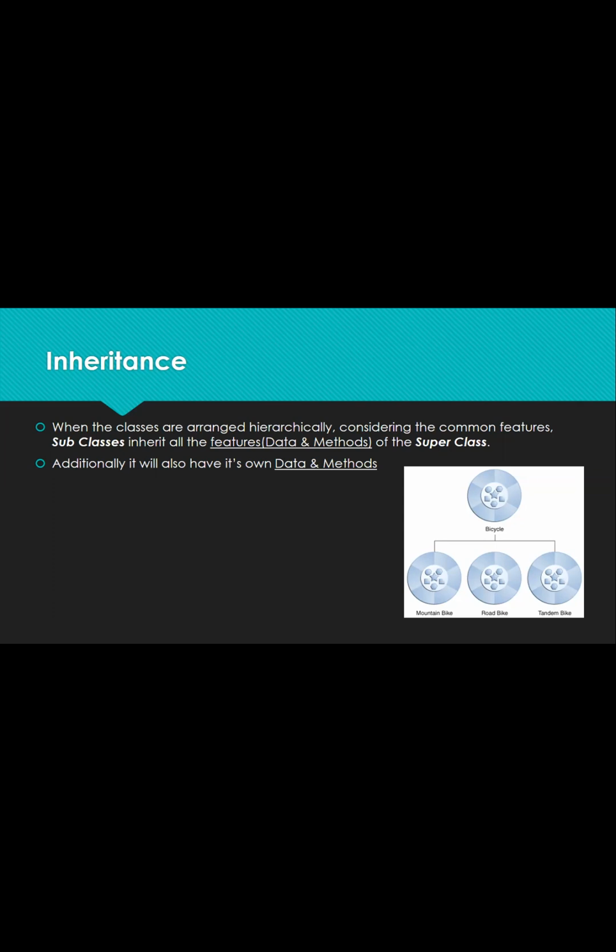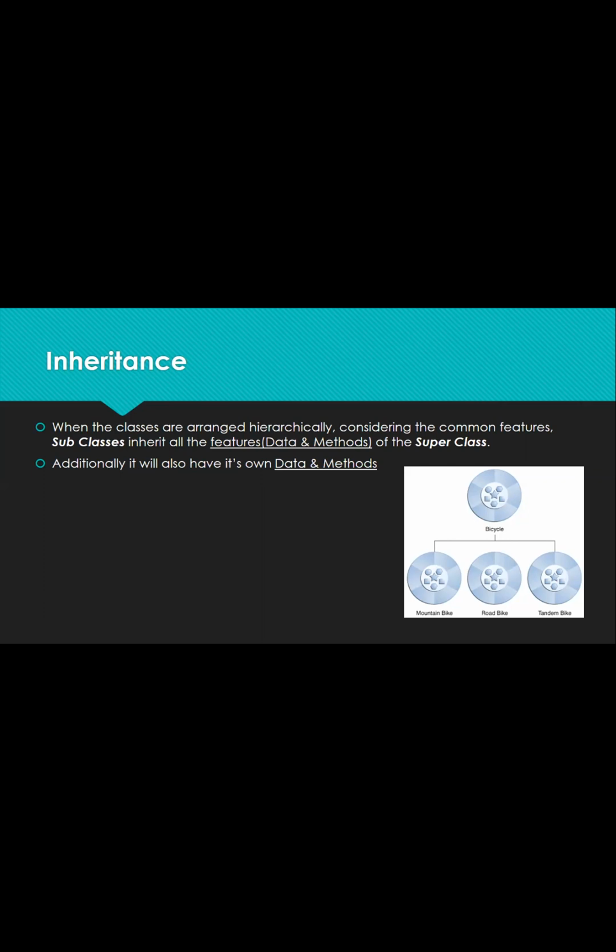The subclass can also have the same features as the superclass. Suppose the bicycle superclass has features like color and brand. Then the mountain bike will also have the same features, and the road bike also. But additionally you can have methods and state in these subclasses. For example, if you want to add a separate method or data to the mountain bike, you can add it additionally.